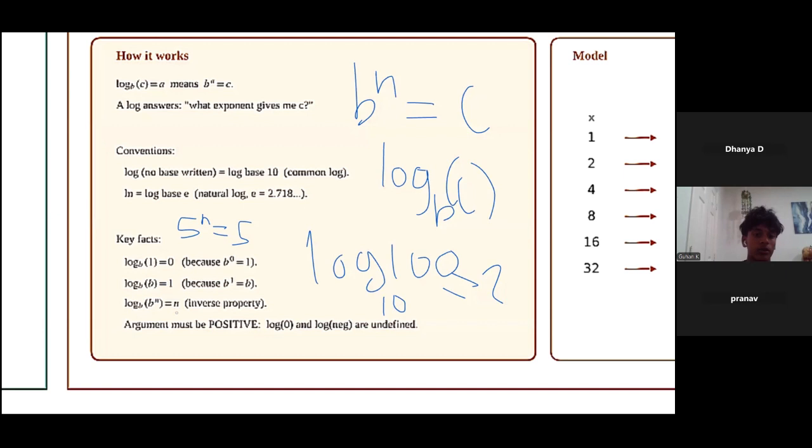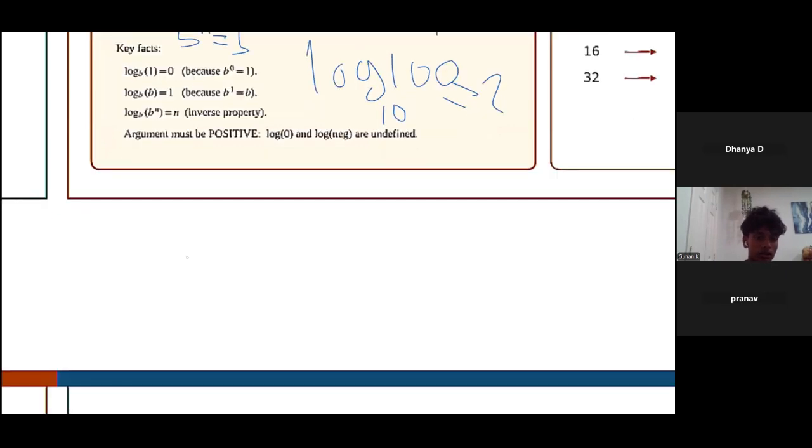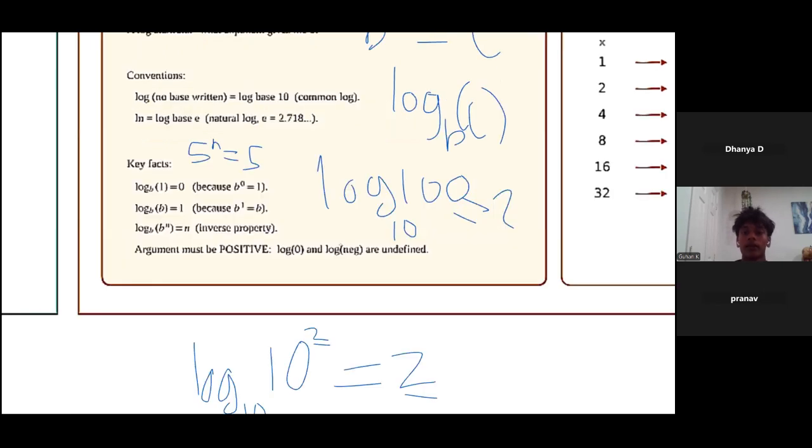So for example, log base 10 of 10 squared, which is 100. It's asking 10 to the power of what equals 10 squared. So that just equals 2.